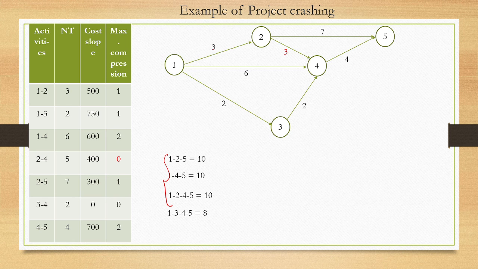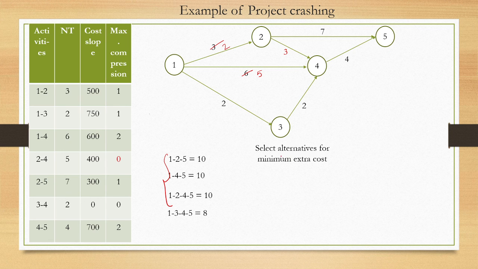Let's see what options we have. How can we reduce the project duration further? We can just cut this one and write 2, and the other thing we can do is reduce this one to 5. Can we reduce 1 to 2? Yes, we can reduce this by 1 day. Can we reduce 1 to 4? Yes, we can reduce this. So what will be the project duration now? 2 plus 7, 9; 2 plus 3 plus 4, 9; and 5 plus 4, 9. So this is one alternative.